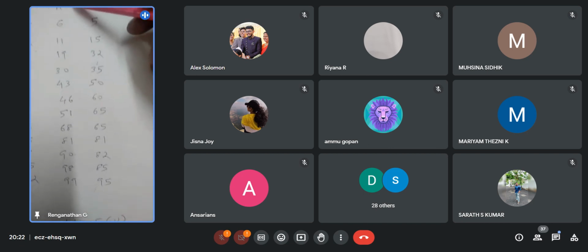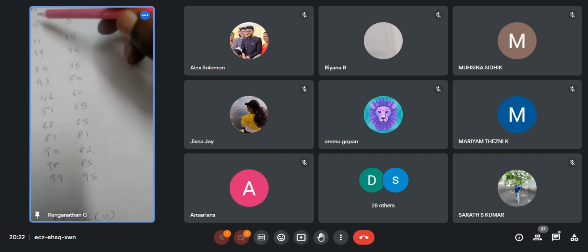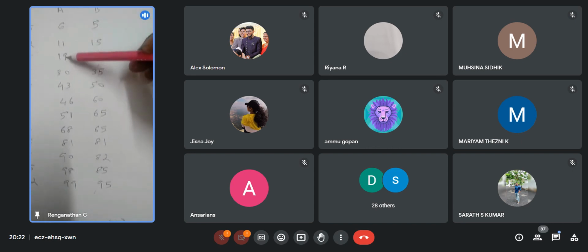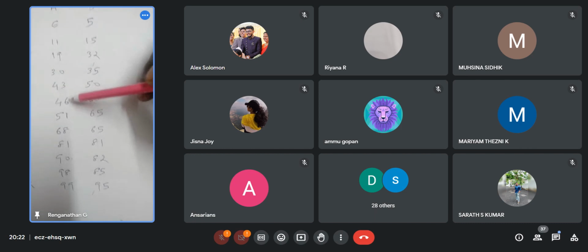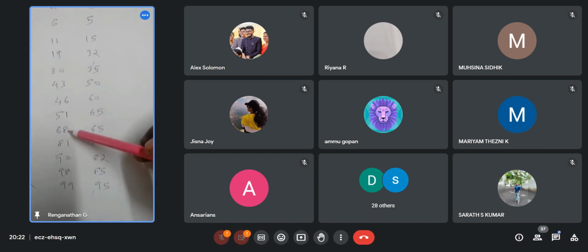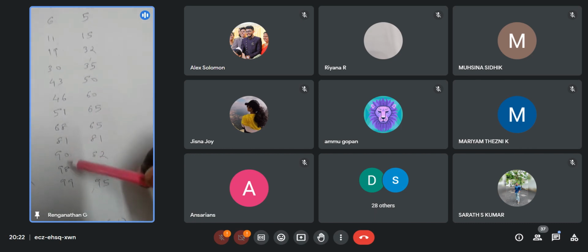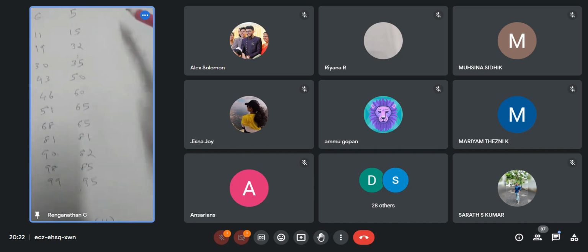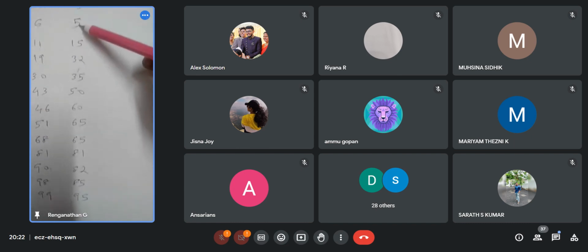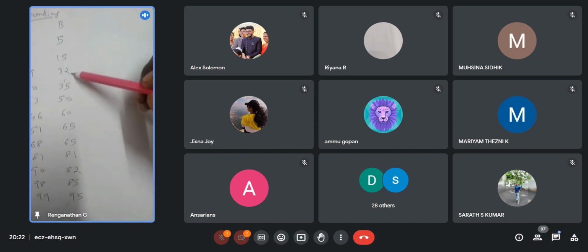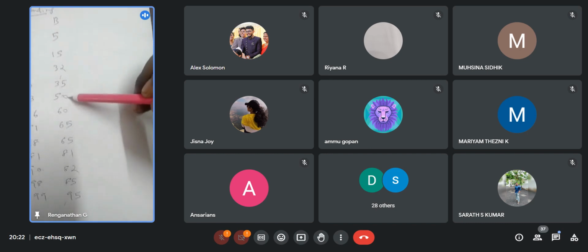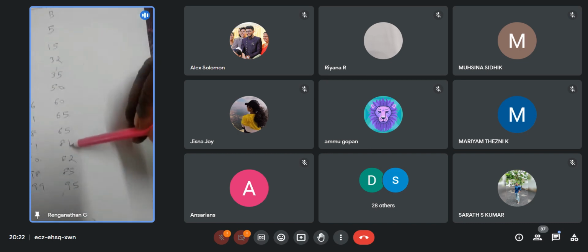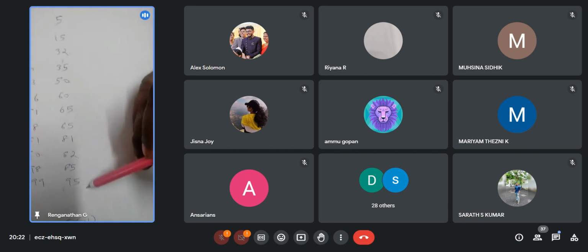I'm reading the first column. Check whether it is correct or not. A: 6, 11, 19, 30, 43, 46, 51, 68, 81, 90, 98, 99. Okay. In this way, the B group is also arranged: 5, 15, 32, 35, 50, 60, 65, again 65, 81, 82, 85, and 95.